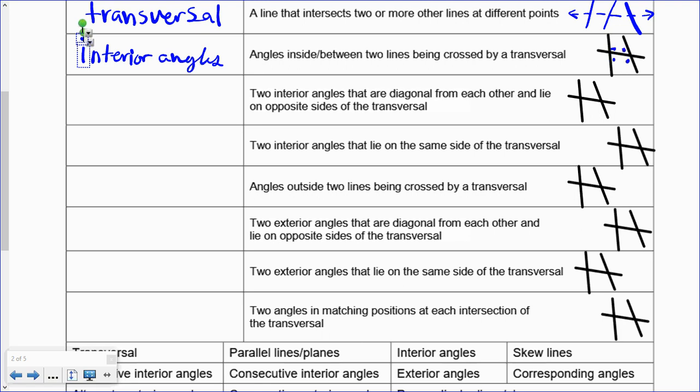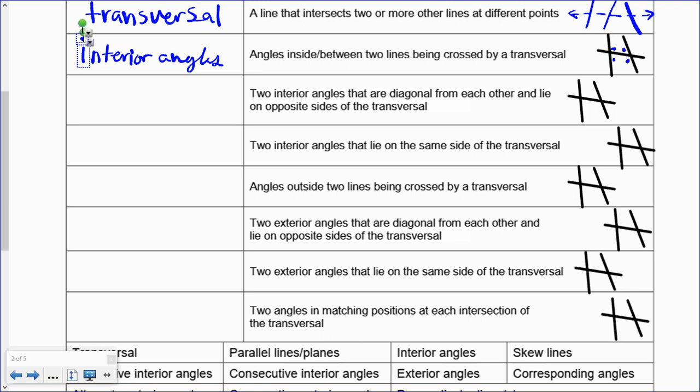Do you guys understand what I mean by inside or between? Guys, look up. Do you understand what I mean by inside or between the 2 lines? Yes. So that's going to be important. Now, when we have interior angles, you guys know there are 4 of them?